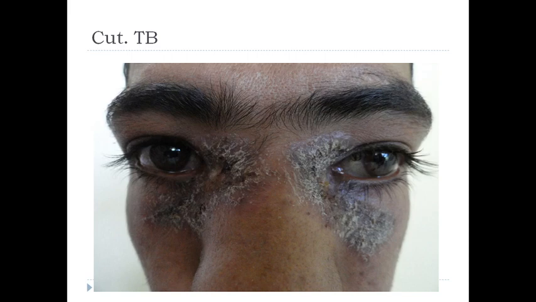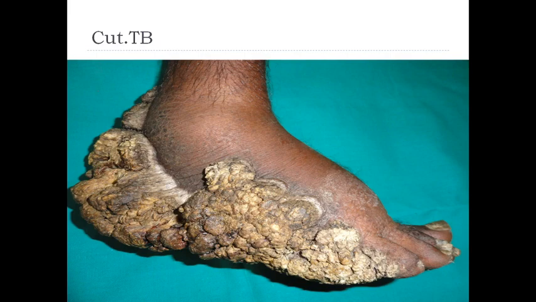So ultimately he was put on ATT, and he recovered completely within 6 months of antitubercular treatment. This was another interesting patient in our department. Initially we thought it is chromoblastomycosis, because we can see large verrucous lesion on the feet, and you will be surprised that the duration of this kind of lesion was 40 years. 40 years he was suffering from this disease. And ultimately when we saw this patient, it was diagnosed as cutaneous tuberculosis, verrucous lupus vulgaris.